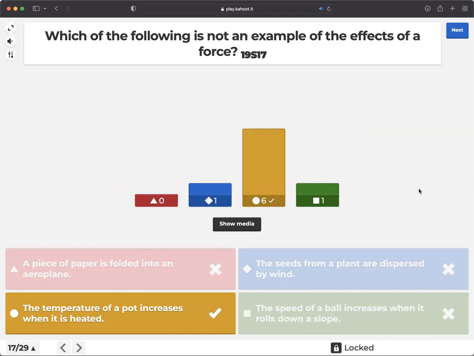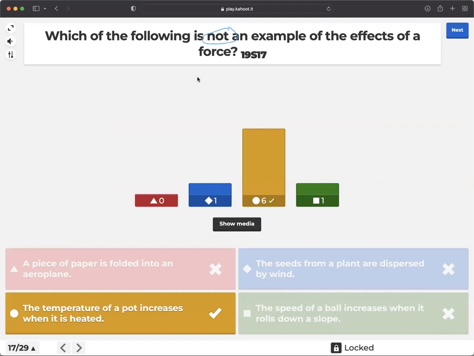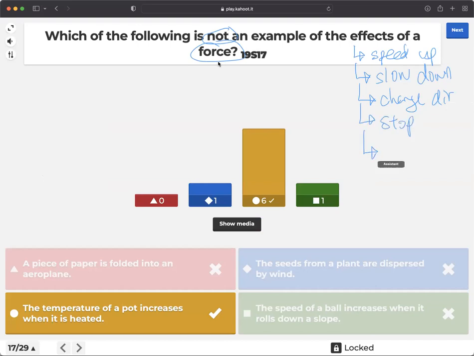Okay, which of the following is not an example of the effect of a force? So we're talking about the effects of a force. What are the effects of a force? It can speed up. It can slow down. It can change direction. It can stop something. It can also change shape, correct? So these are the effects of a force. So which of these four are not effects?